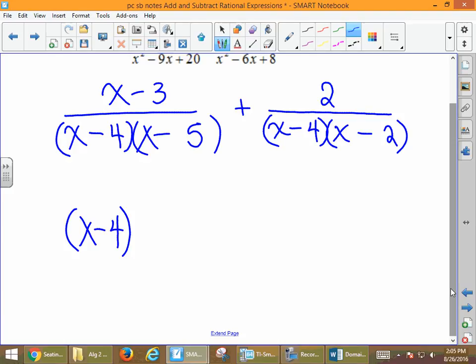But then we have nothing else the same. We've got an x minus 5 here, but we don't have it there. So it's got to be part of our common denominator. We have an x minus 2 here, but it's not there. It has to be part of our common denominator. And so I'm writing too big here because I'm going to have to squeeze this in a little bit.